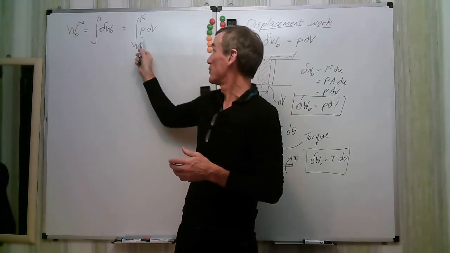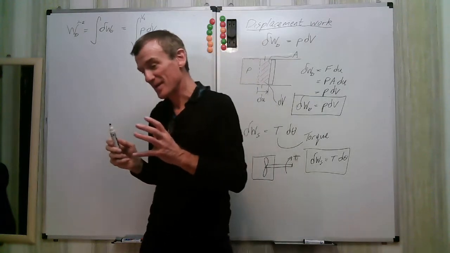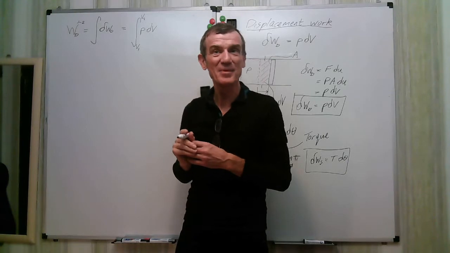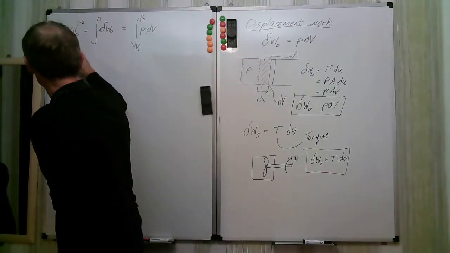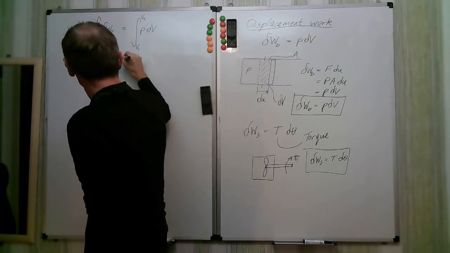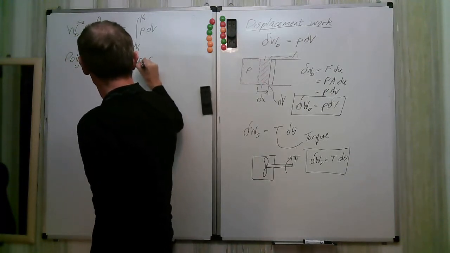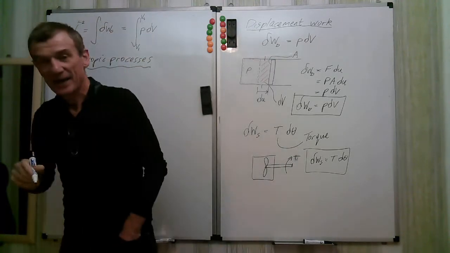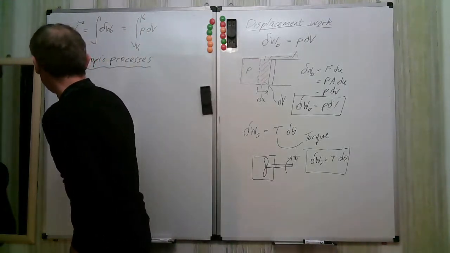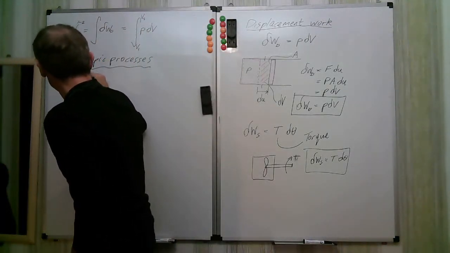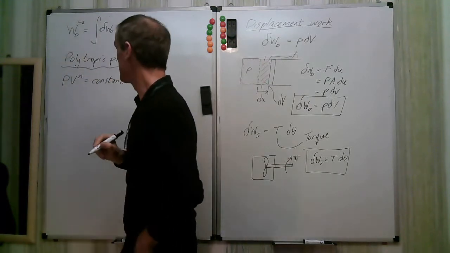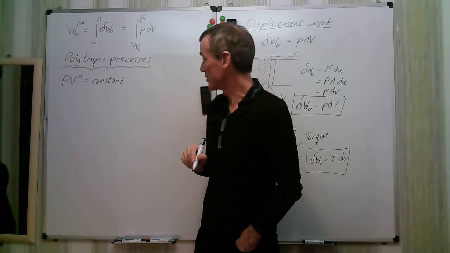Well, to find out, we have in fact a formula that captures quite a lot of processes in thermodynamics, which is called polytropic processes. Polytropic processes satisfy a particular type of formula, and this is the formula: P V to the n is equal to a constant. P V to the n is equal to constant.